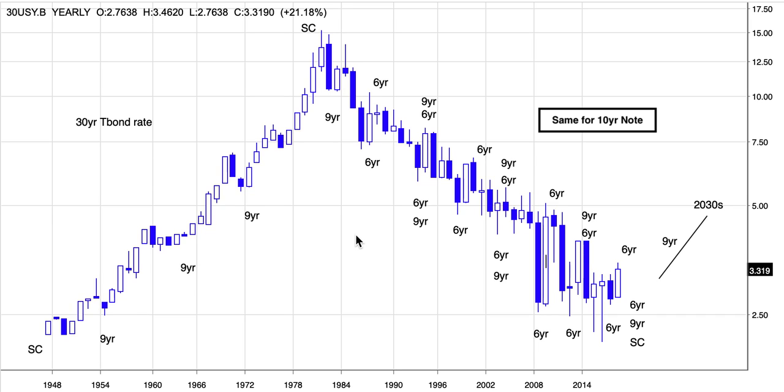This chart is an interest rate chart of the 30-year T-bond. And you can also apply this analysis shown on this chart to the 10-year note and other interest rates. Let's talk about supercycle trends first.